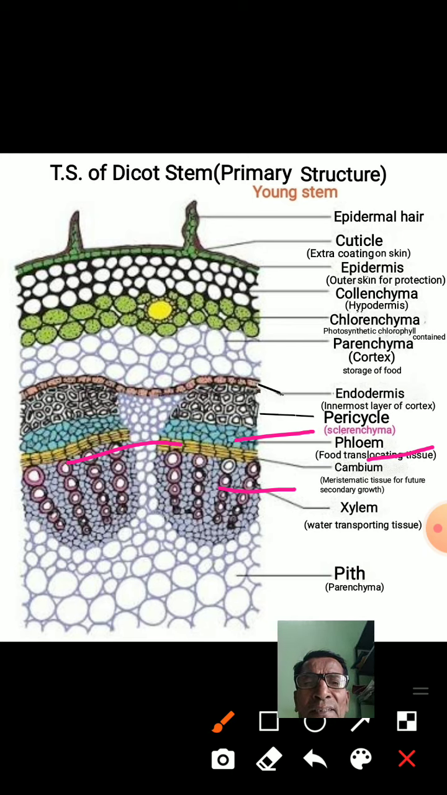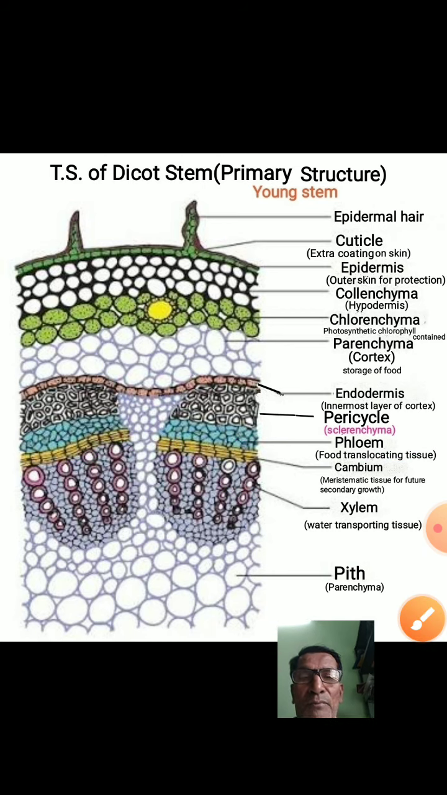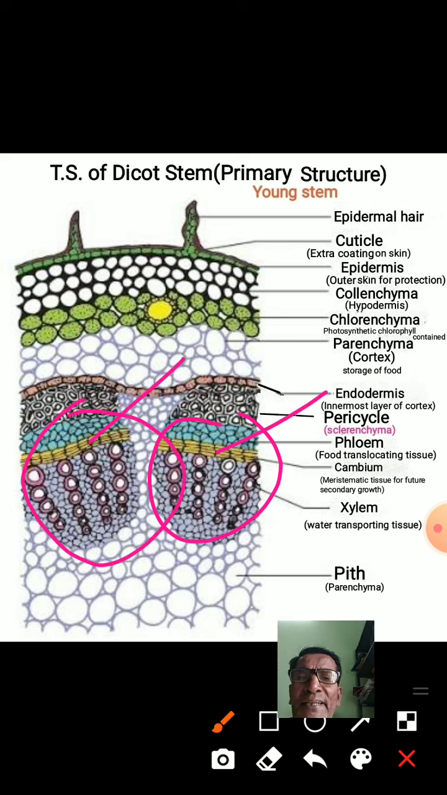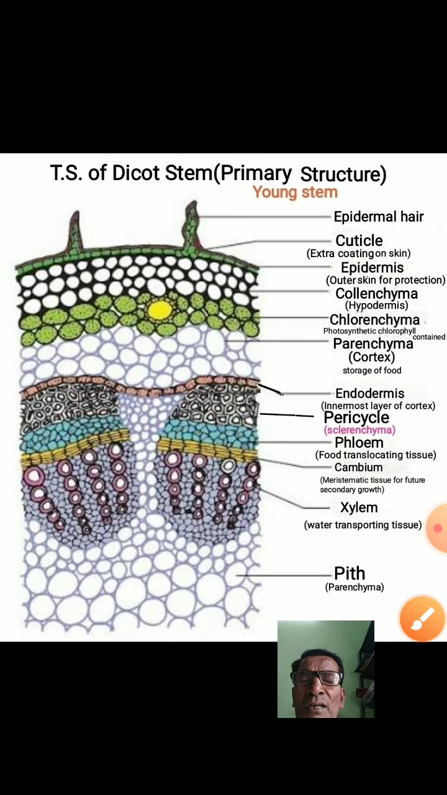Now, as the cambium is present between the xylem and phloem in the vascular bundle, such vascular bundles are called open type of vascular bundles. Vascular bundles are called open type, as they show a cambium over here, the vascular bundles are called open type of vascular bundles.